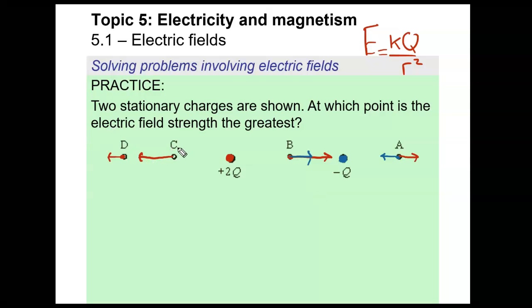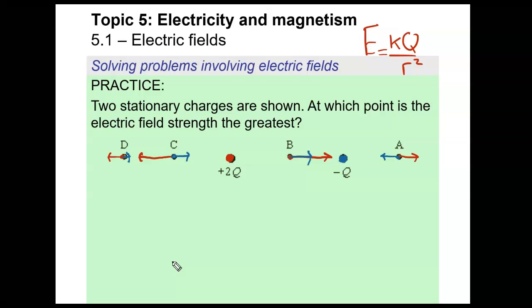At point C, if I was a positive charge, I would feel a force to the right. Notice now this arrow is much, much smaller than this other red arrow, because I'm really far away from the blue charge, and plus the blue charge is smaller to begin with. And D would be something even smaller than that. At point D, I'm really far away from the blue charge, and plus the blue charge is smaller than the red charge.